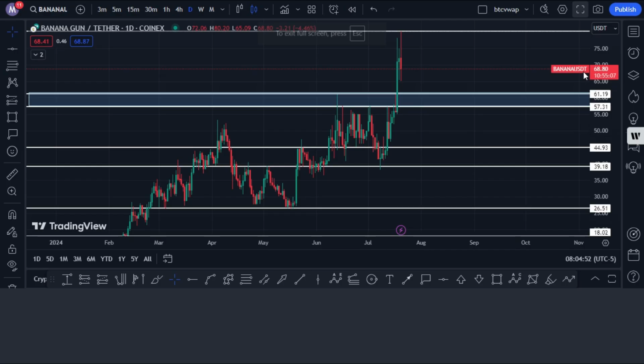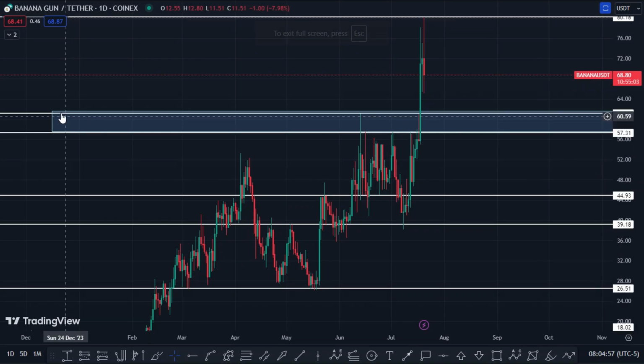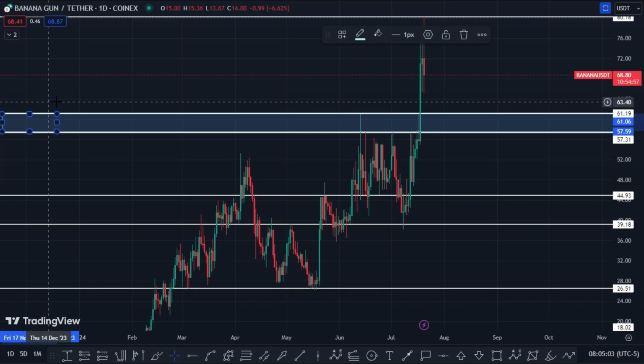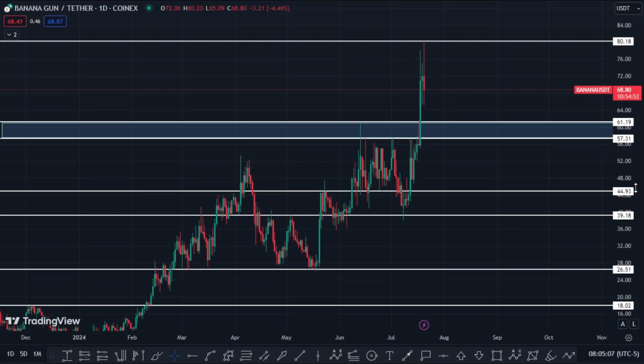Here you can see it is the Banana Gun USDT one day chart of CoinEx. Why is this chart important to me? Because here you can see it is a complete chart. It was listed on Binance today, about two or three hours ago. Here you can see the highest price touched is $80. Right now it is trading at $68.80.